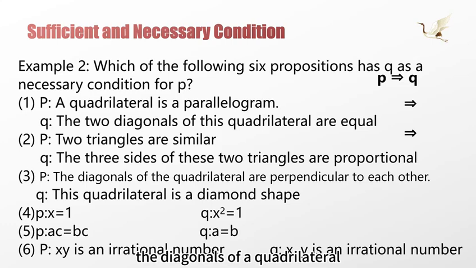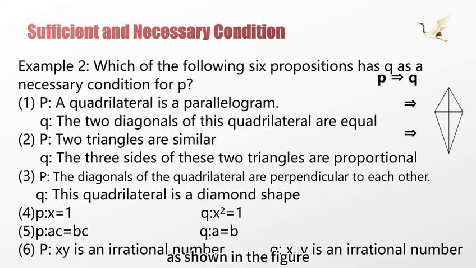For the third question, can "the diagonals of a quadrilateral are perpendicular to each other" lead to the statement "this quadrilateral is a diamond shape"? As shown in the figure, the diagonals of this quadrilateral are perpendicular to each other, but it is not a diamond shape. Therefore, P cannot derive Q.